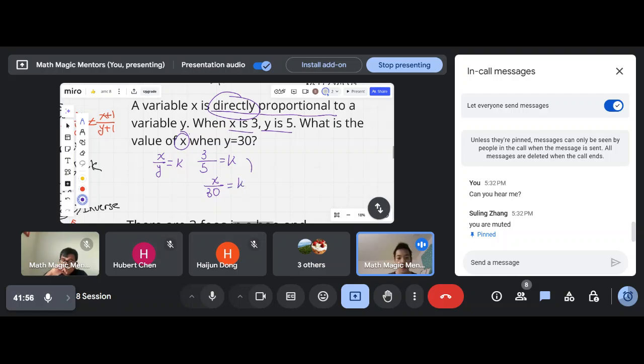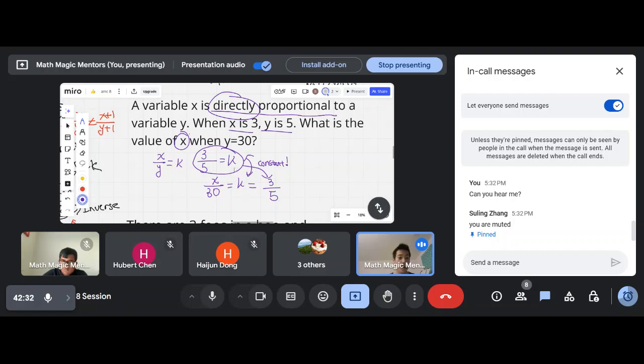But remember that these two k's are constant. So I'm going to write constant here, meaning that it never changes. So this can't possibly be some other constant k2 where k is not equal to k2, because we're given that x and y are in a direct proportion. So these two are the same constant. And then now it's easy to see that we can equate. We can just bring this equation over here, to get x divided by 30 equals k equals 3 over 5.